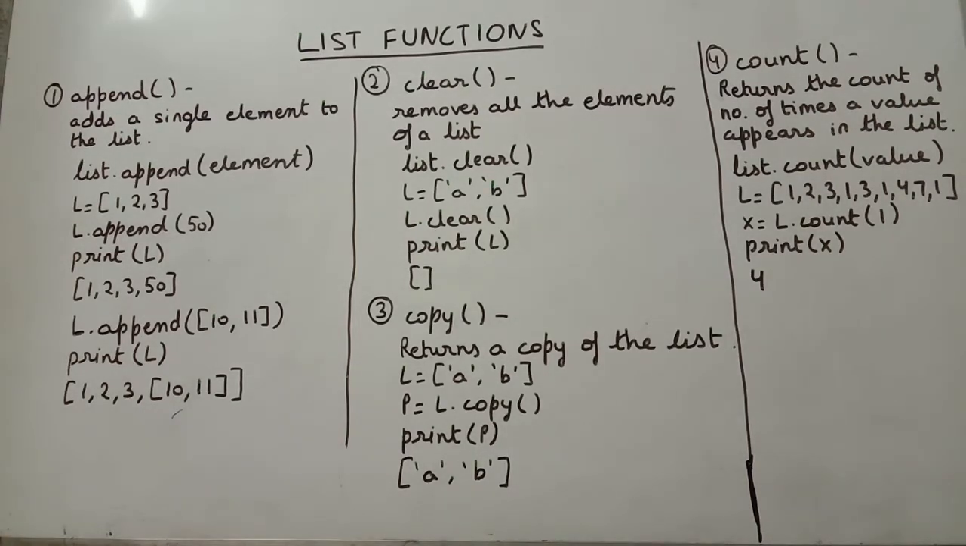Next function is count. This function is used to count the number of times a particular value appears in the list. The syntax is list.count, and within parentheses we specify the value that has to be searched. If this is a list and I say x is equal to L.count(1), I want to find out how many times 1 appears in the list. Since in my case 1 appears 4 times, when I display x, it will display 4. If I provide the value 5 and 5 is not present in this list, it will display 0.